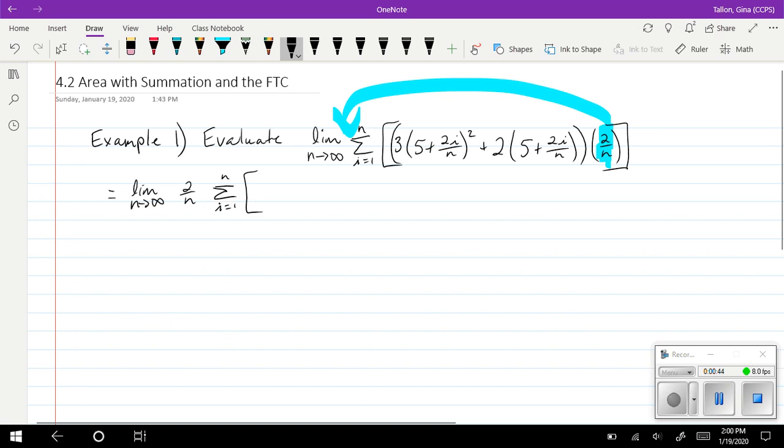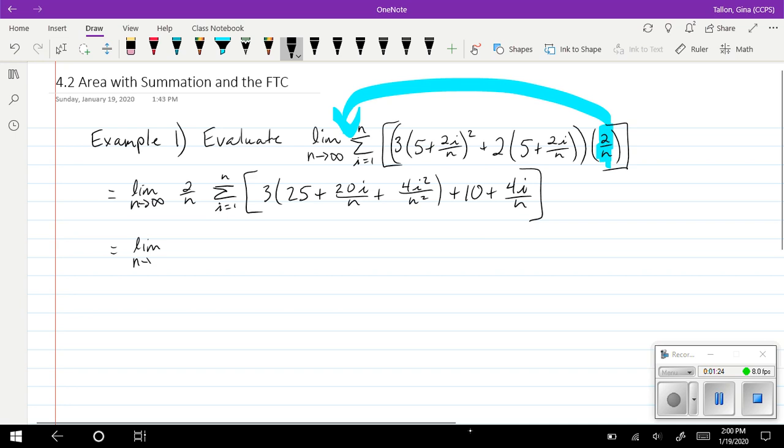And within this step, I'm going to FOIL out my 5 plus 2i over n. This is going to give me 3 multiplied by, if I take 5 times 5, I get 25 plus 5 times 2i over n is 10i over n, and I'm going to have that term twice, so that doubles that and gives me 20i over n, plus 2i over n quantity squared is 4i squared divided by n squared. Close my parentheses, and I will multiply out the 2 to the 5 plus 2n, yielding 10 plus 4i over n. Close my bracket. Okay, we're going to clean this up a little bit.